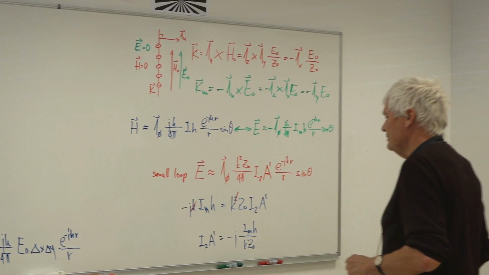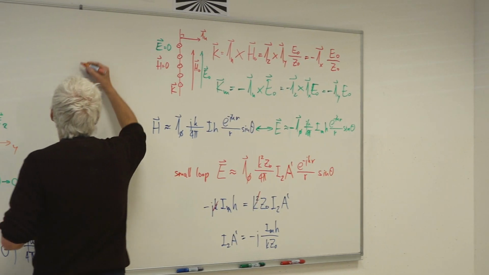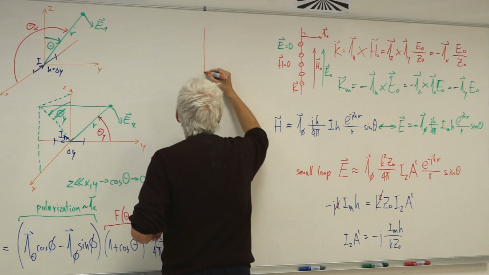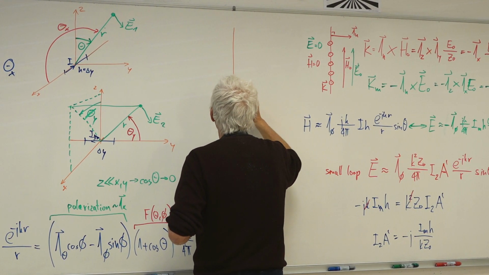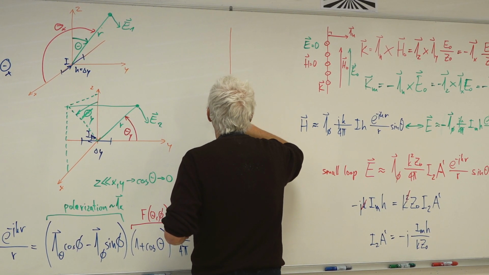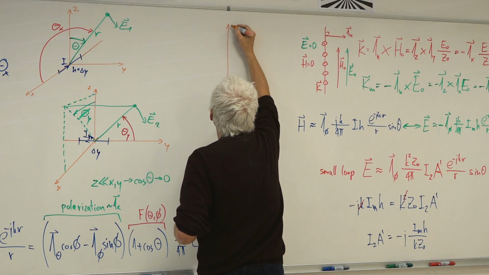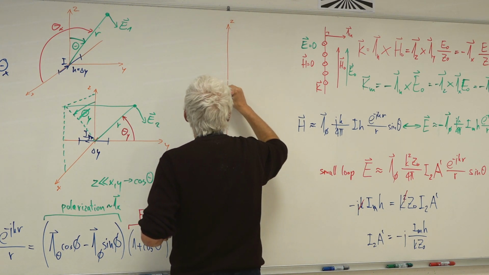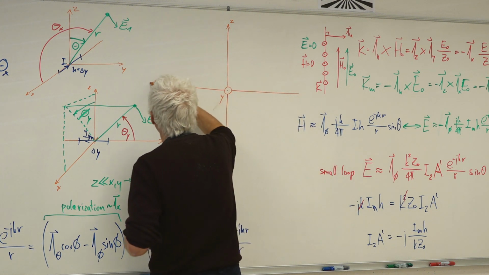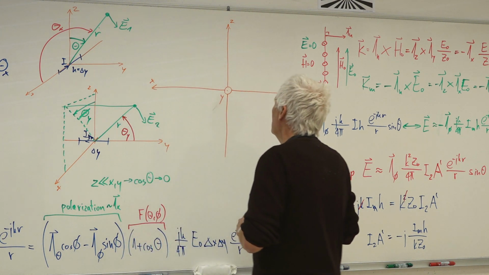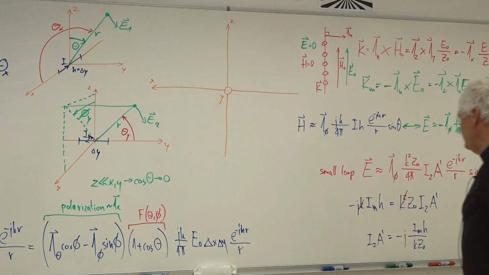And now let's make a drawing of this new strange device. Since my board does not have 3 dimensions, I draw the axis y pointing out of the board. So this is axis z, this is axis x. What do I have here right now? What do I need?